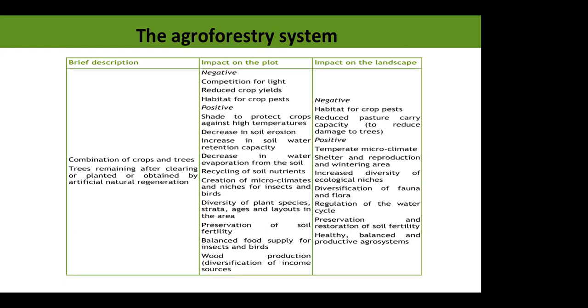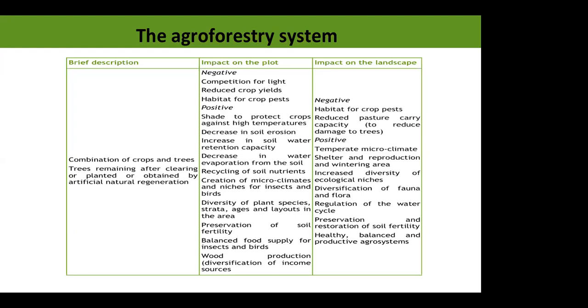There's recycling of soil nutrients, because when these trees are there, they drop manure. They drop their leaves, and then these leaves decompose. And when they decompose in the soil, they add manure or organic matter back into the soil. There's decrease in water evaporation from the soil because there's coverage by these trees, so the water evaporation from the soil is reduced drastically. There's recycling of soil nutrients, we talked about that. There's creation of microclimates and niches for insects and birds.